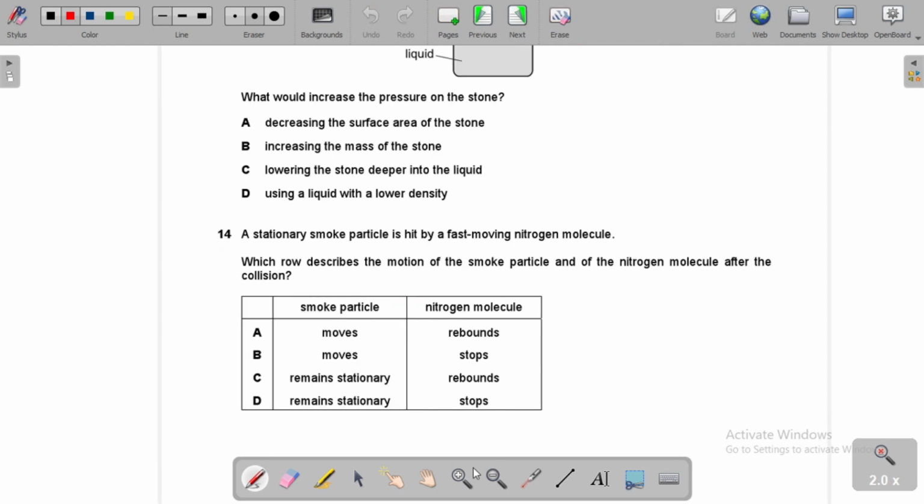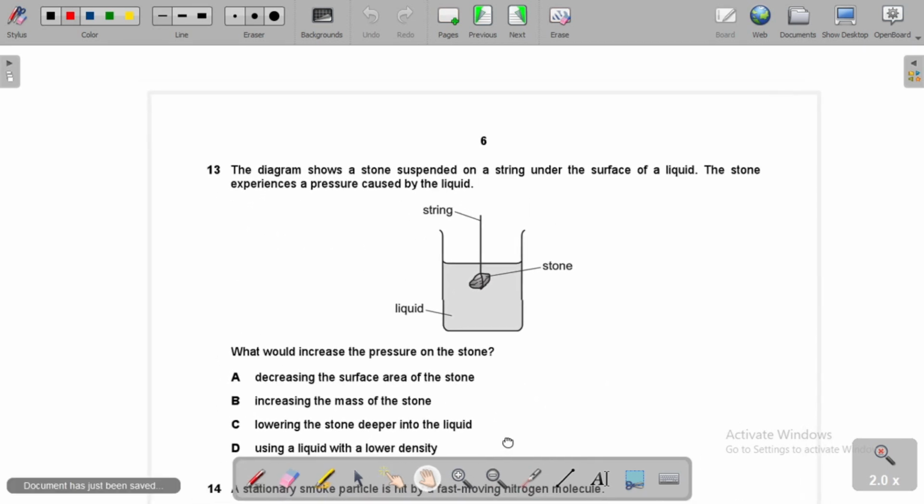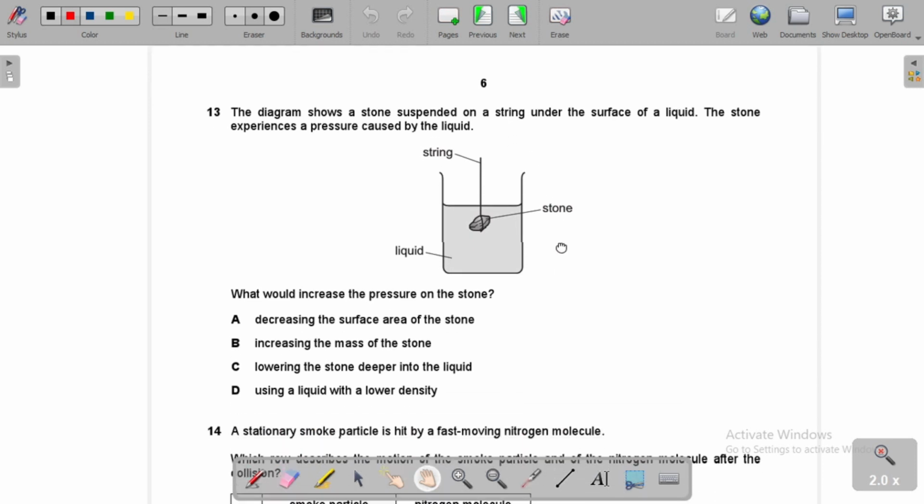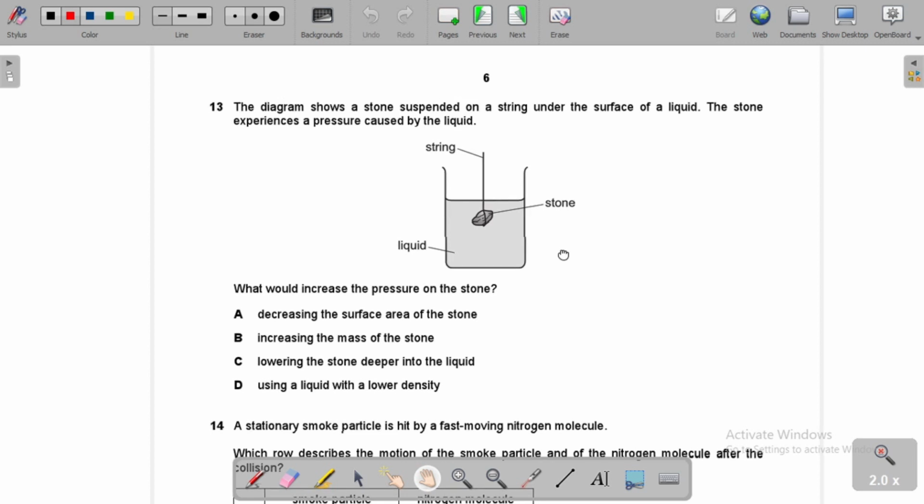Okay, next question. Let's see what is there. The diagram shows a stone suspended on a string under the surface of a liquid. The stone experiences a pressure caused by the liquid. What would increase the pressure on the stone? Okay, let's see. Pressure in a liquid is calculated as, let me use this sign for density, times gravitational force, then multiplied by the height. What would increase the pressure?